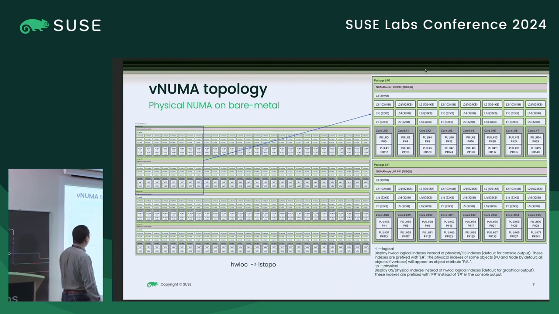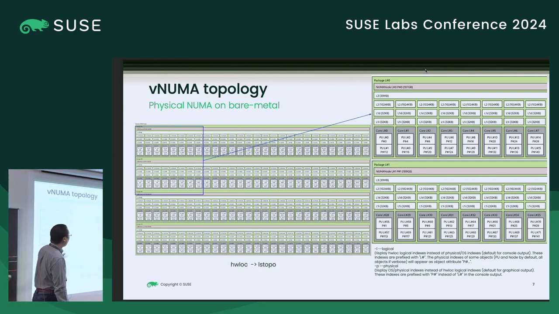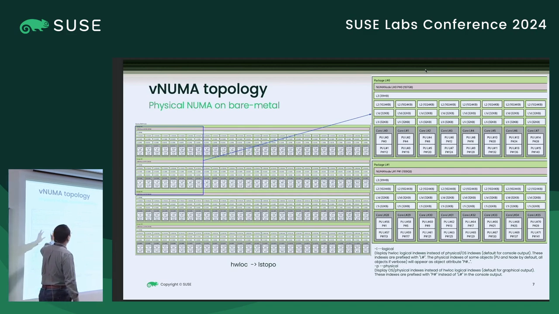LSTOPO. This is what we usually use to see the bare metal system topology. The picture is very small, so I zoom in. Actually, when we generate this picture, I removed the I/O part. So currently we will not talk about the I/O part, only the memory and the CPU part.